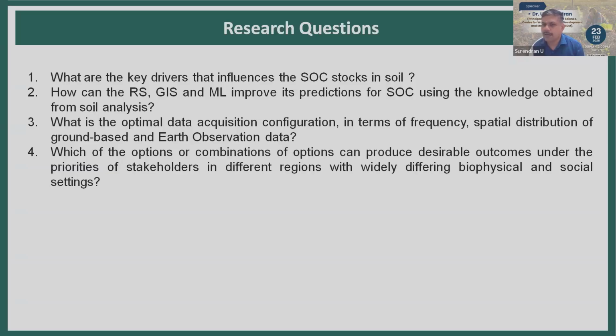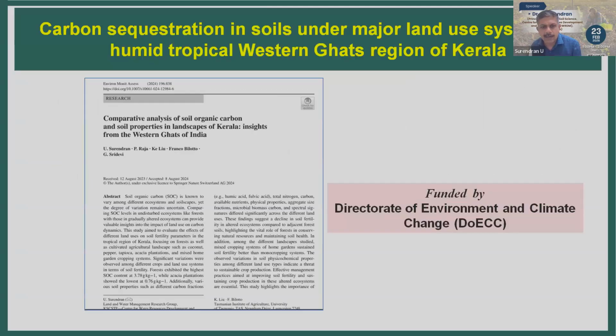And what is the optimal data acquisition configuration you need so that we can address the smallholders? Those things I will come to later. And which are the options or combination of options with respect to management strategies that you are trying to address so that sustainable agriculture or improvement in carbon credits can be obtained, given differences in biophysical and economic settings.